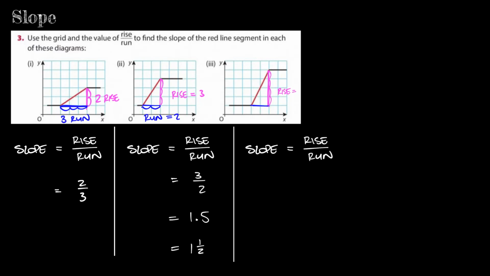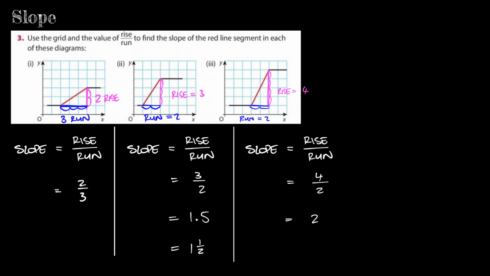Okay. The run in this case is going to be equal to 1, 2. So the run will be equal to 2. So if I want the rise over the run, I'll have 4 over 2. And we know there that 4 over 2 is the same as 2, because 4 divided by 2 gives us an answer of 2.